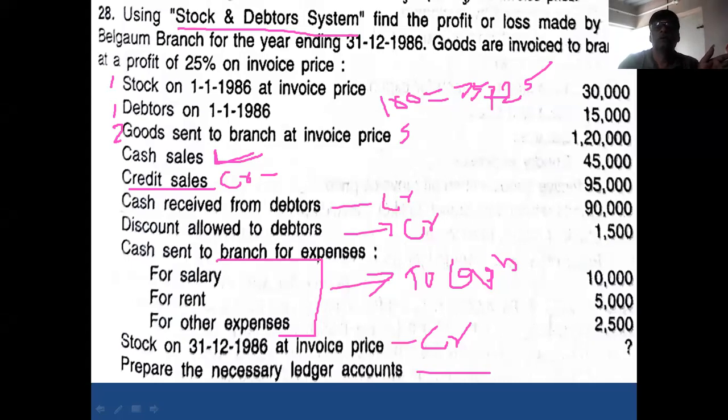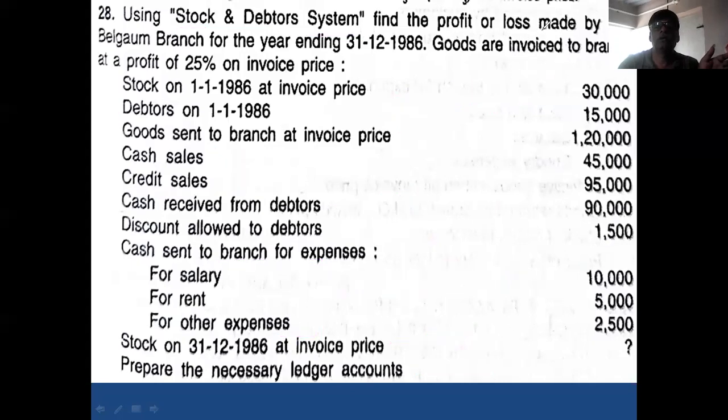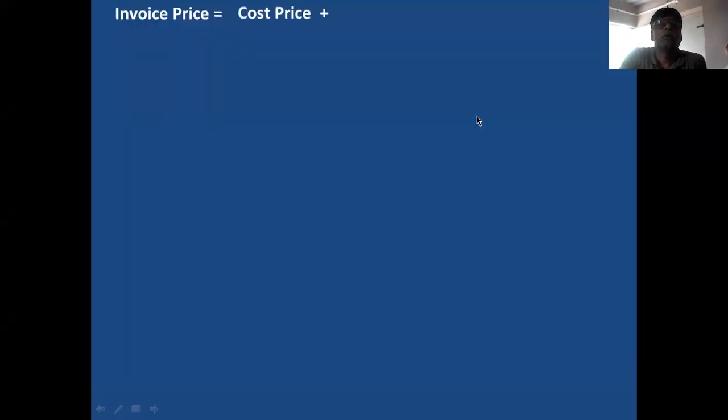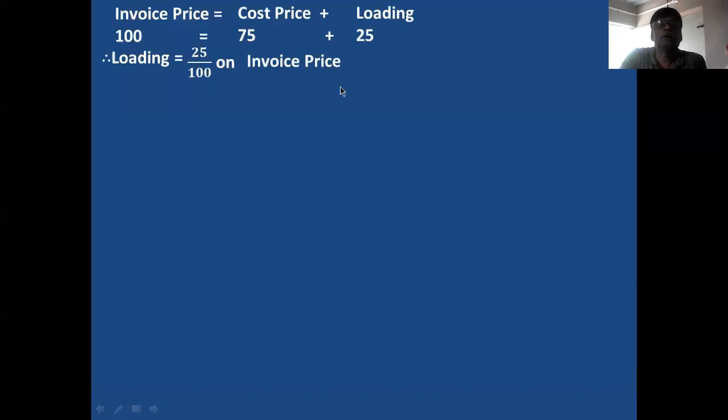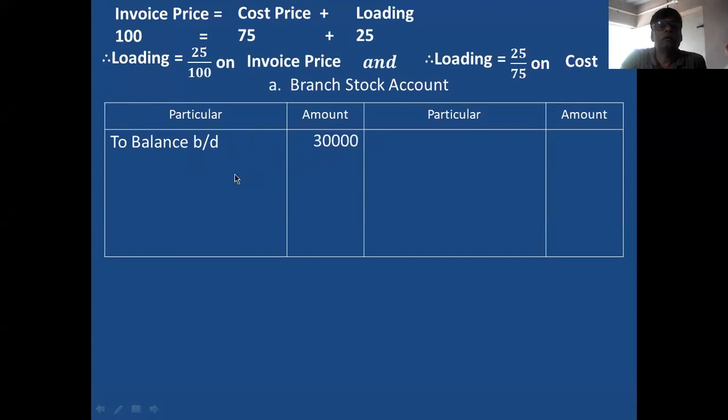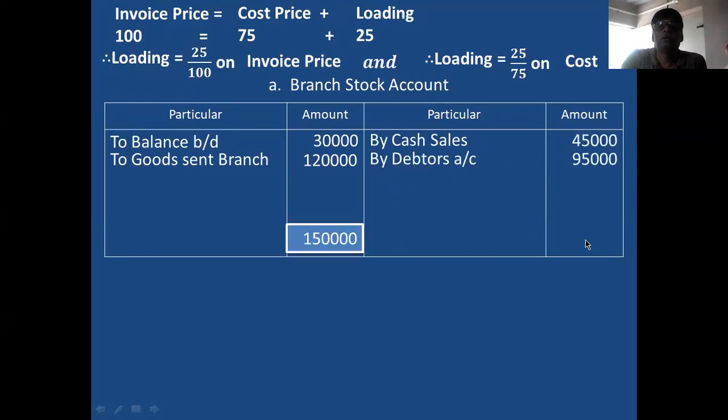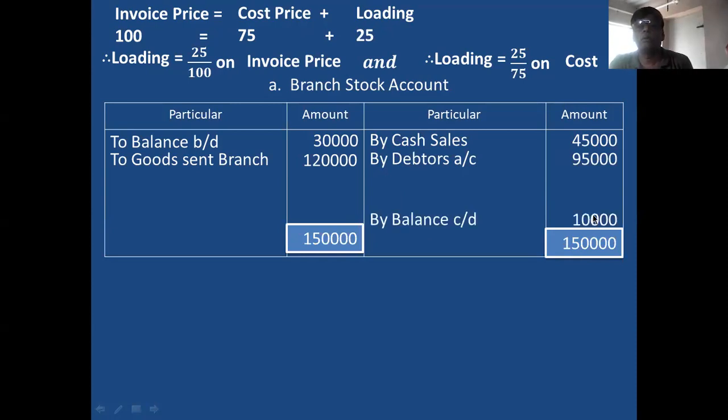I will show the solution in a simple way. You see this, this is the equation. 25 by 75. Branch stock balance is 30,000. Goods sent to branch 1,20,000. Then on the credit side, cash sale and credit sale. Then close the account, and the balance is 10,000. Other information is not given in the problem. These are the items given in the problem that I have taken.